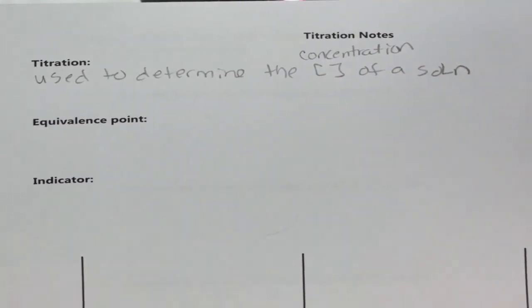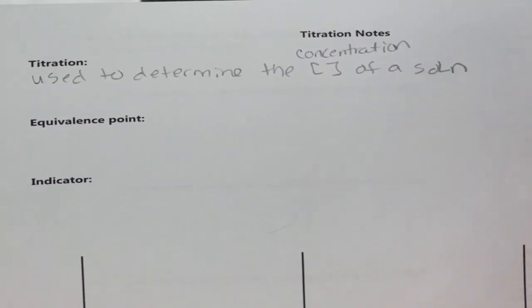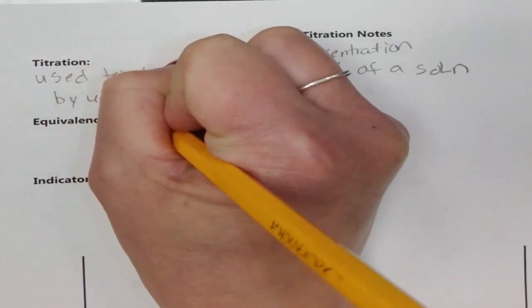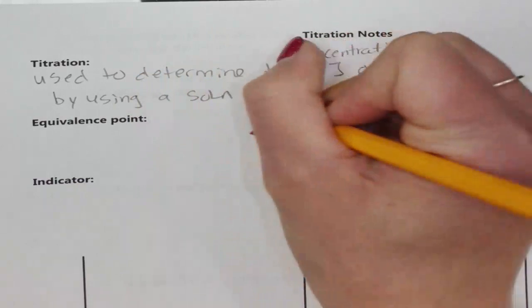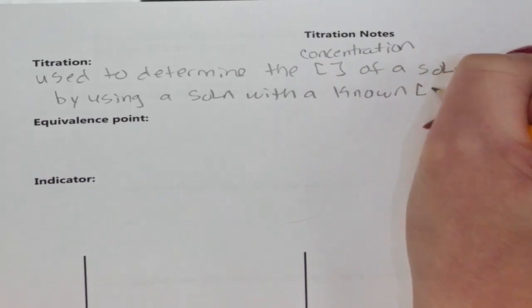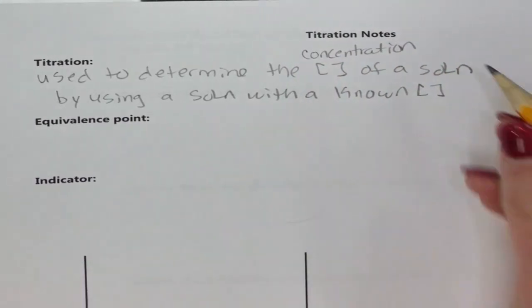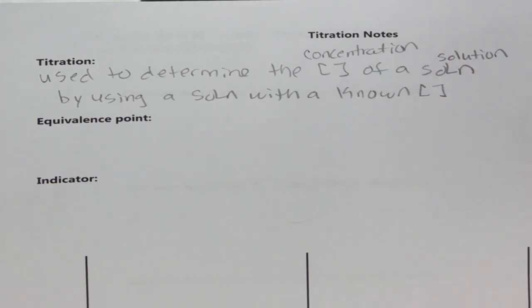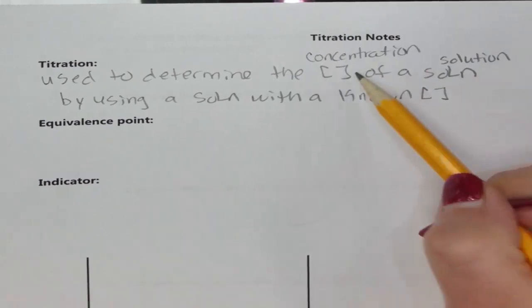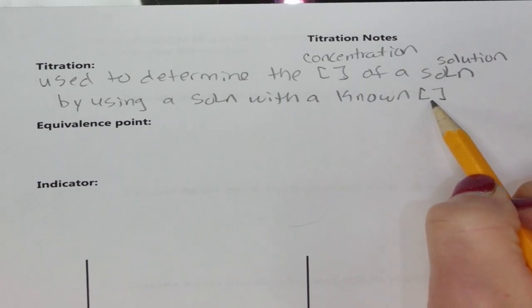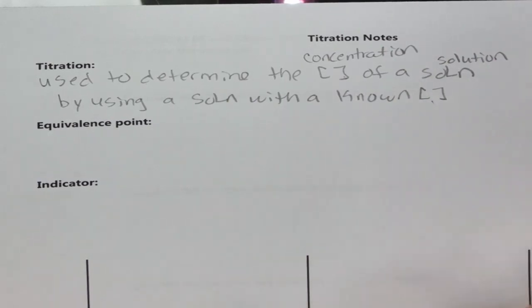All right, so we're going to determine the concentration of a solution by using a solution that has a known concentration. All right, and SOLN, that's my abbreviation for solution. So we can determine an unknown concentration by using a solution whose concentration that we do know. All right, a couple of other vocabulary terms.